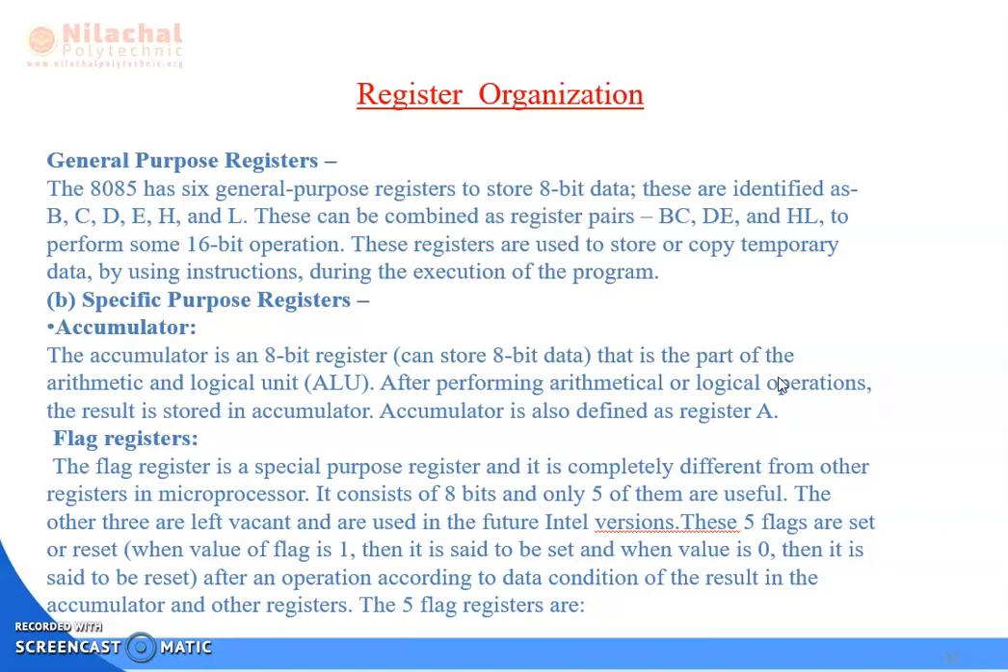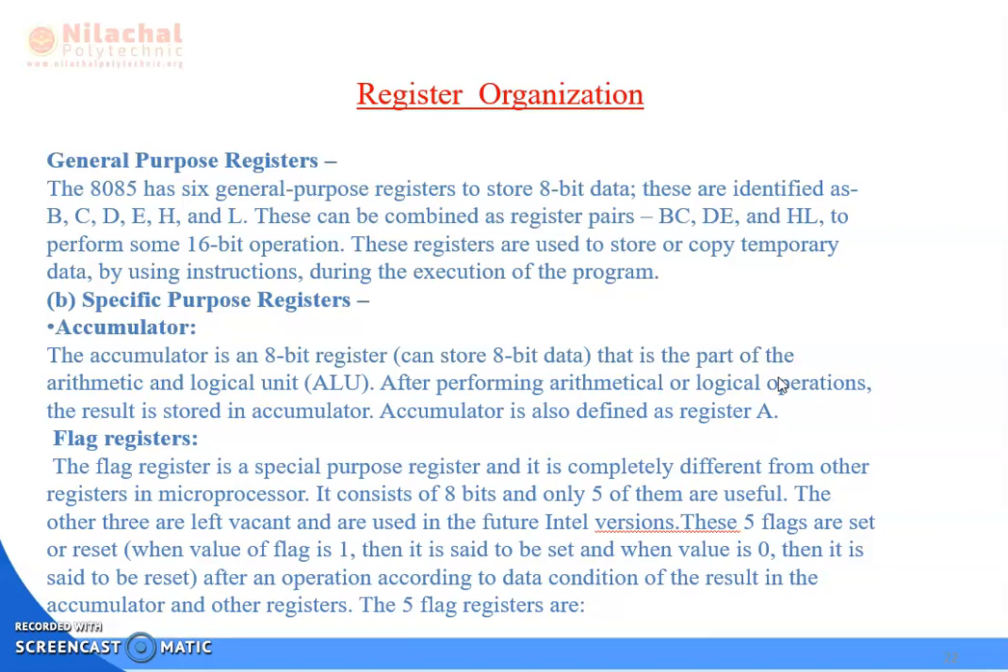So in the previous class we have already discussed the pin diagram of the 8085 microprocessor. Today we are going to discuss the register organization of the 8085 microprocessor. There are two types of registers. One is the general purpose register and the second one is the special purpose register. First we will discuss the general purpose register.